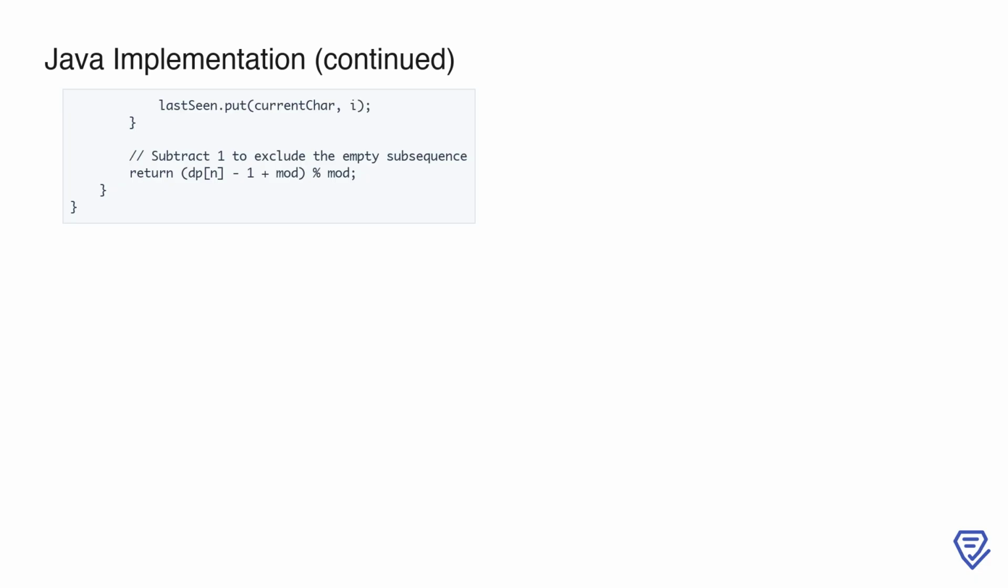Once the loop completes, all distinct subsequences of the string, including the empty subsequence, are stored in DP[n]. Finally, we subtract 1 from DP[n] to exclude the empty subsequence and return the result modulo mod. This ensures we return the total count of non-empty distinct subsequences in the string.